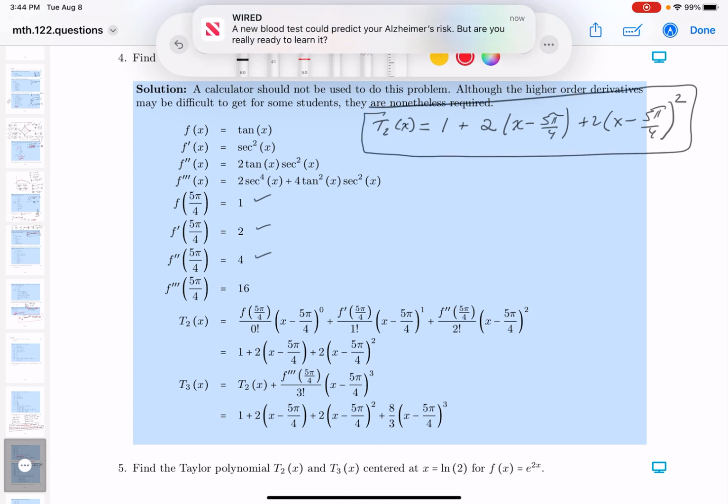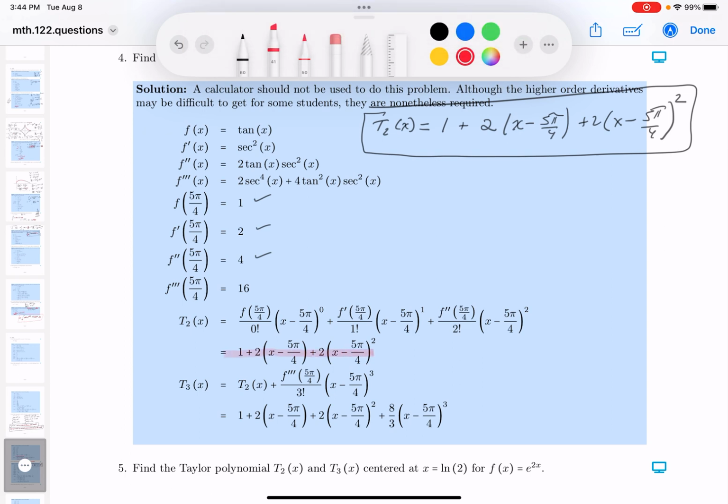Just look at the key for a moment, and I want to make sure you understand that this stuff is written down for a reason. We want you to look at it. Was it 1 plus 2 times the quantity, x minus 5 pi over 4, plus 2 times the quantity, x minus 5 pi over 4 to the 2nd power.